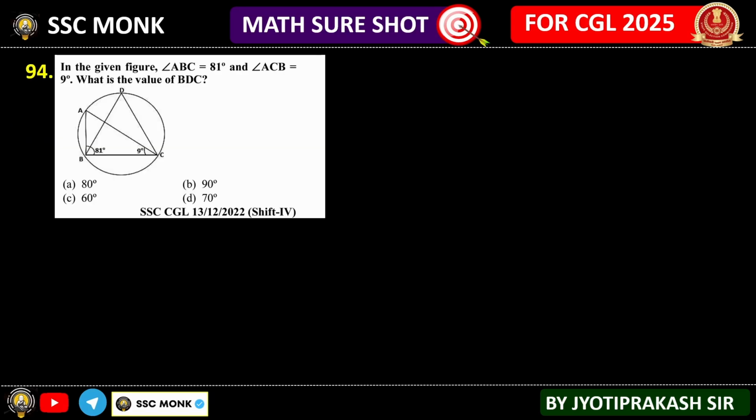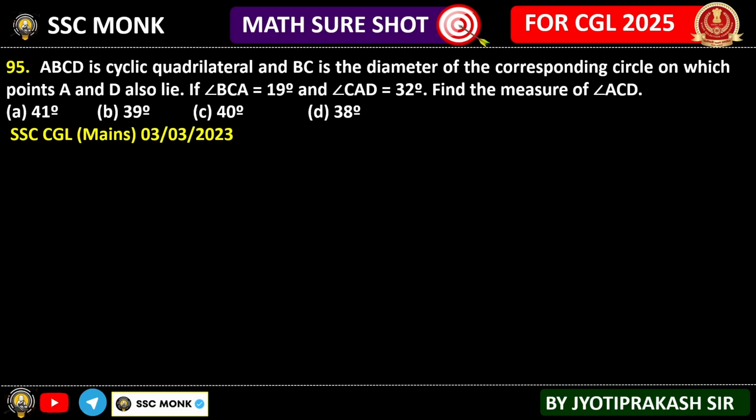Next, in this given figure, it is given that angle BAC will be 90 degree. So by default angle BDC will be also 90 degree because of the same segment. ABCD is a cyclic quadrilateral. BC is the diameter of the corresponding circle in such a way that AD also lies. So this is a circle. BC is the diameter. ABCD is the cyclic quadrilateral. Clear?